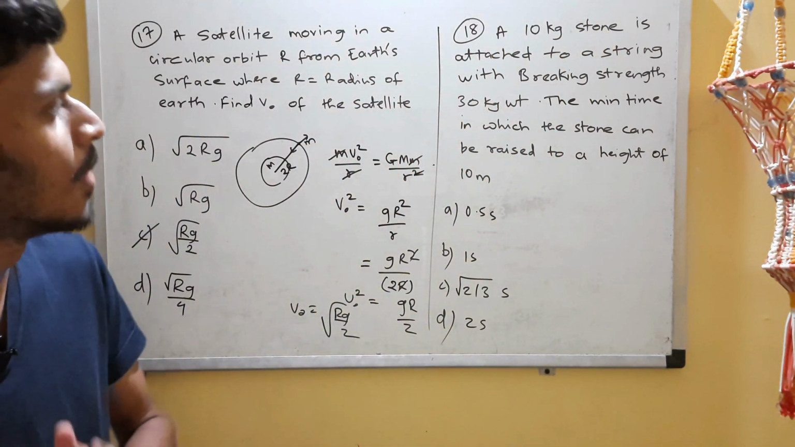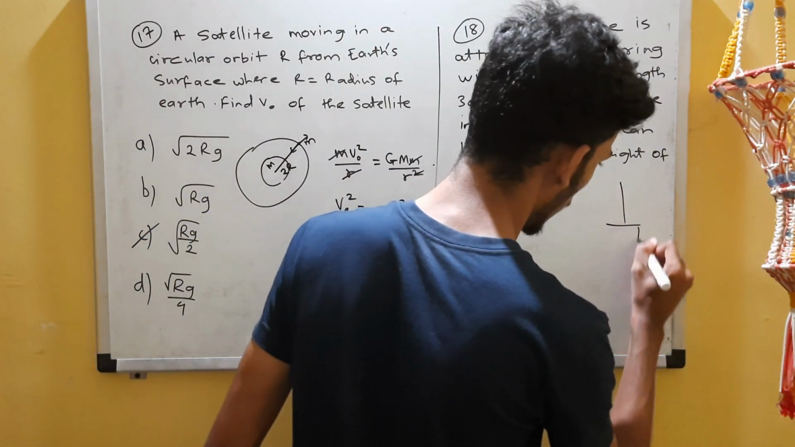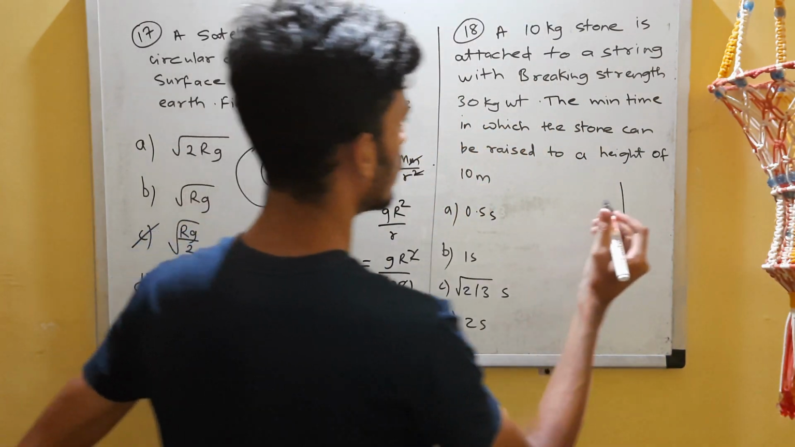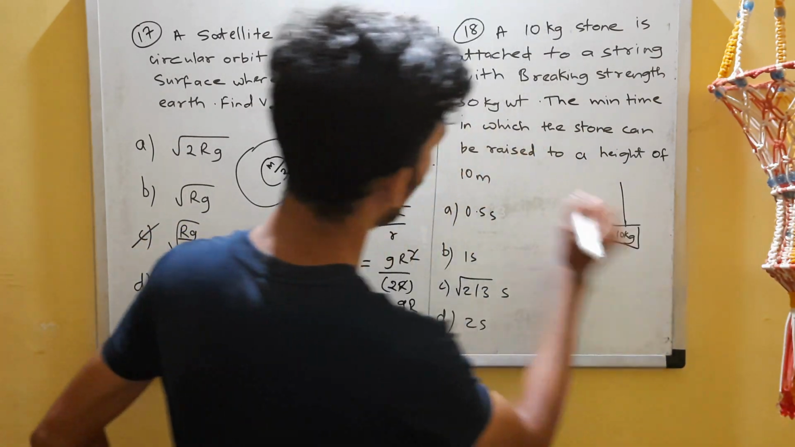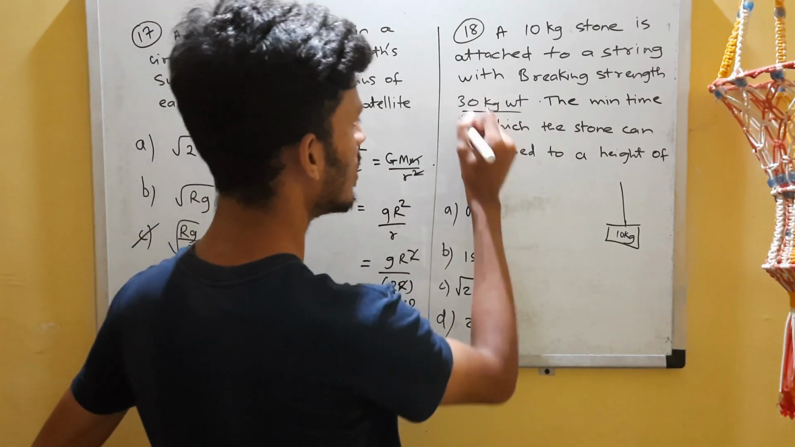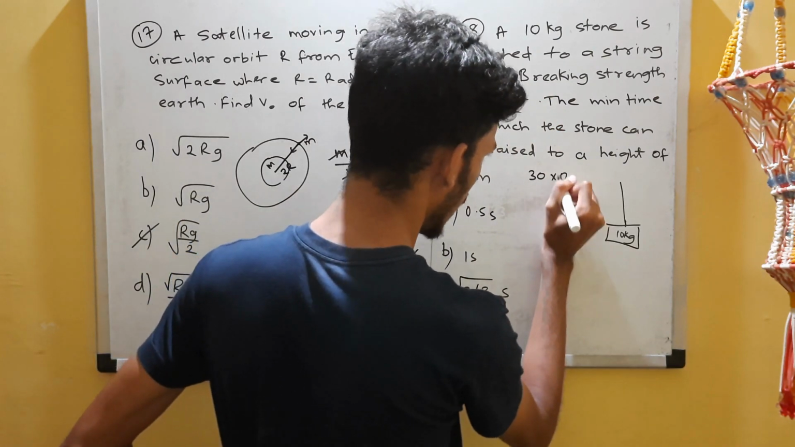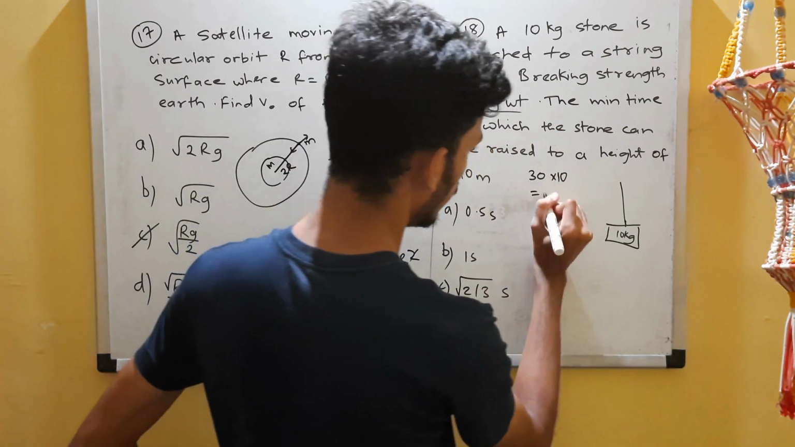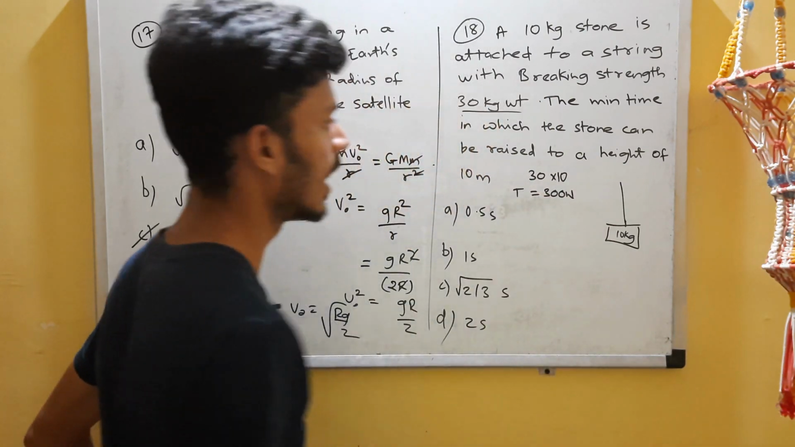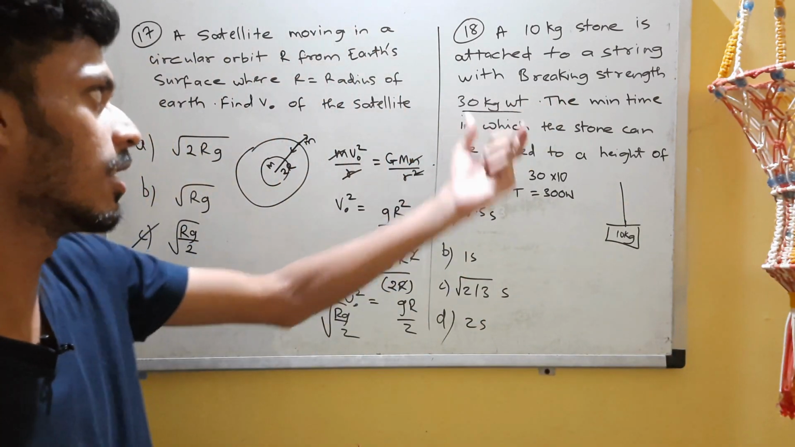Okay, let's come to question number 18 now. We have a stone of 10 kg. Let's simultaneously draw it. We have a stone of 10 kg over here, which is attached to a string. This has a breaking strength of 30 kg weight. Now kg weight means basically this is mass, and if you multiply it by 10, you will get the force. So it is 300 newtons. This is the breaking tension. At this much amount of tension your wire will break. This is the breaking strength of the wire.